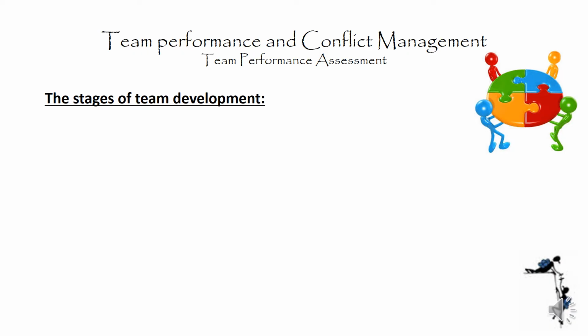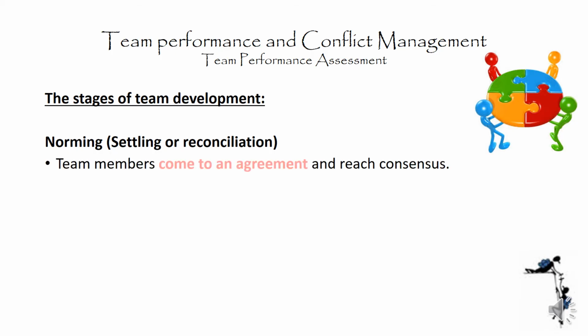The third stage of team development is norming, also called settling or reconciliation. More often than not, they refer to it as norming. At this stage, obviously, they've survived the storming stage. So team members come to an agreement now. The conflict is being set aside. The conflict has been resolved, and the team members can reach consensus.